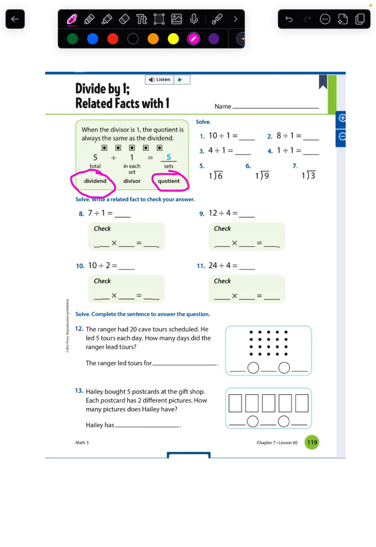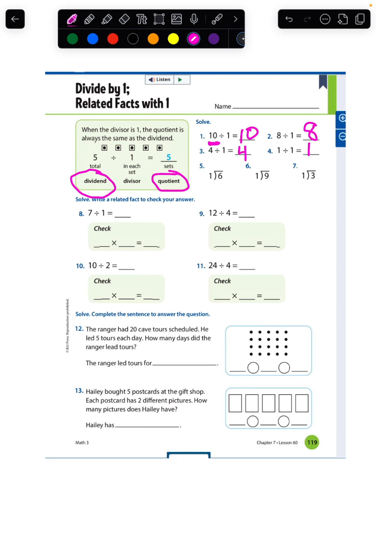So let's look at number 1. 10 divided by 1. Well, our dividend is going to be the same as our quotient. This should be pretty easy for you. So 8 divided by 1 would be 8. 4 divided by 1 would be 4. 1 divided by 1 would be 1. Just like when you multiply 1 by a number, you always get that number. Same thing when you divide.